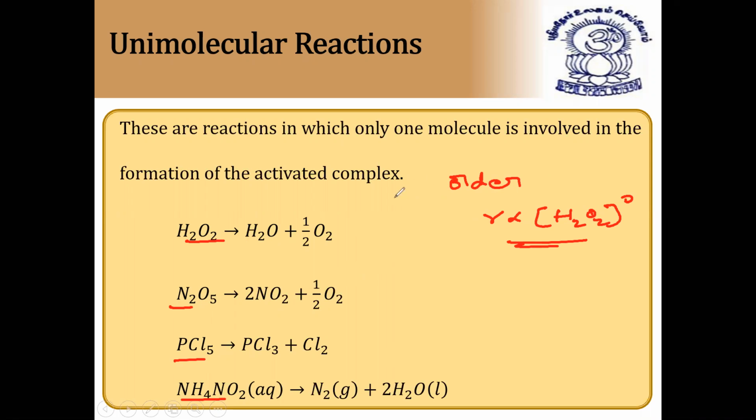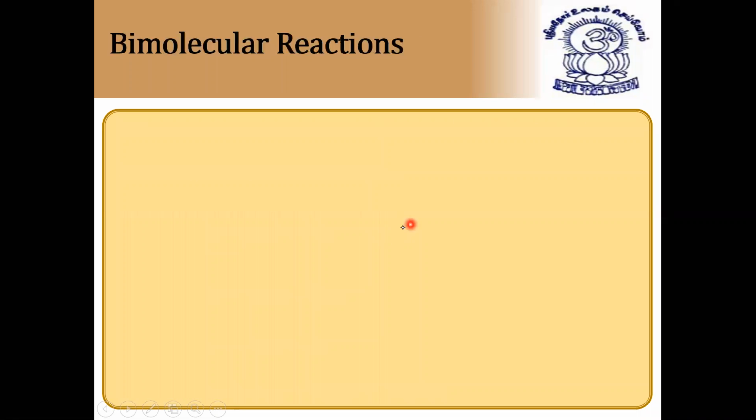That's why I'm telling you again and again, the order of a reaction depends on experimental data, whereas molecularity depends only on the skeletal equation, that is the elementary reaction for complex formation or activated complex. So I hope it is clear. All these are examples of unimolecular reactions.